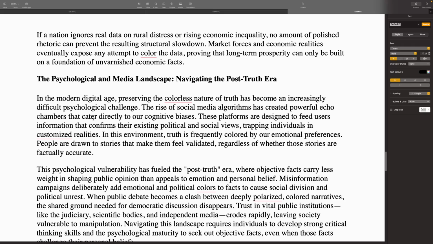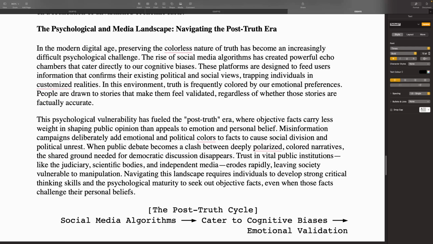The psychological and media landscape, navigating the post-truth era. In the modern digital age, preserving the colorless nature of truth has become an increasingly difficult psychological challenge. The rise of social media algorithms has created powerful echo chambers that cater directly to our cognitive biases.